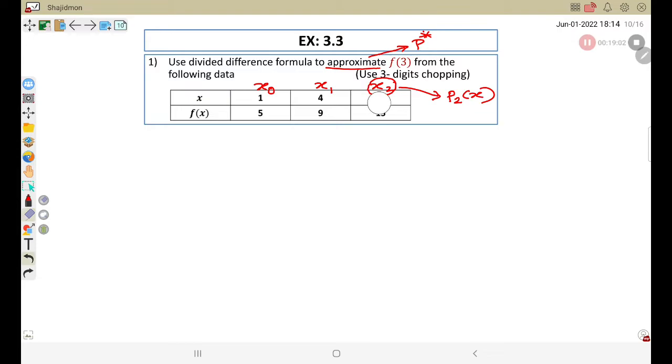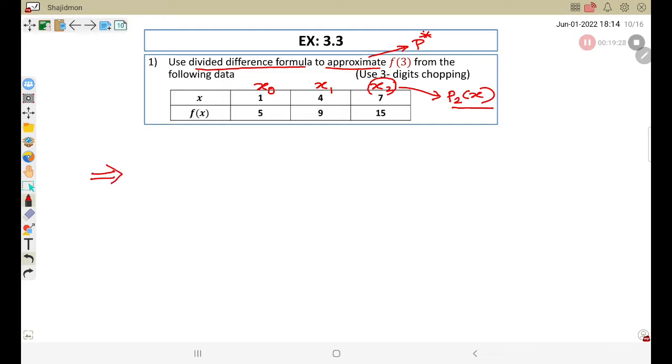Sometimes it is not mentioned in the question which polynomial you need to find. That depends on how many numbers. So x0, x1 and x2, ending at x2 means we need to calculate p2 of x, starting with x0. So from the divided difference formula for p2 of x, approximate p star value of f of 3, the approximate value of f of 3.